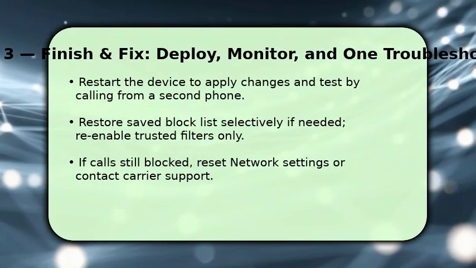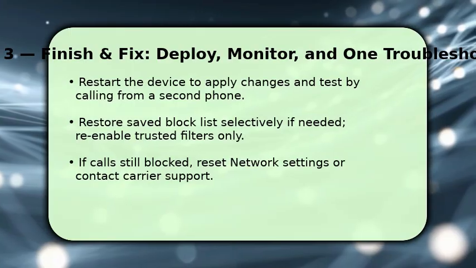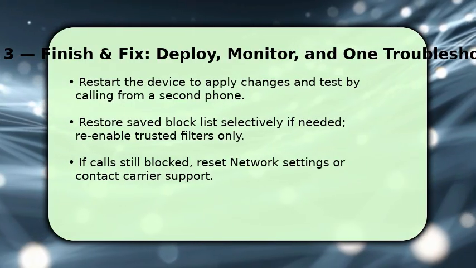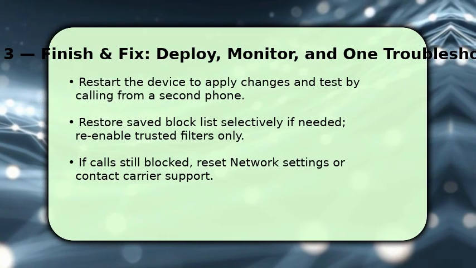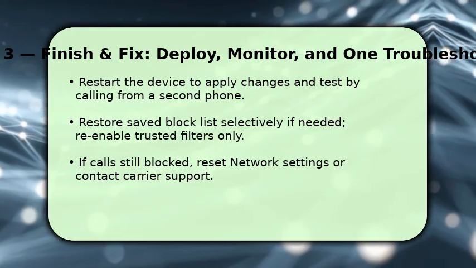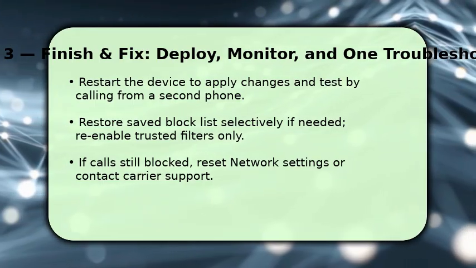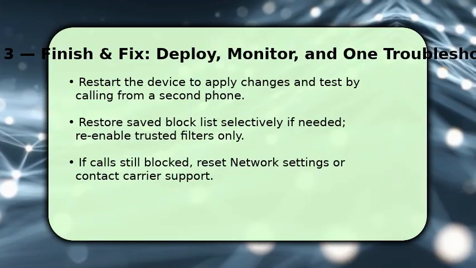After disabling the relevant toggles and app permissions, restart your device to ensure changes take effect. Then test from a second phone to confirm calls come through. If you had a saved block list, restore only necessary entries and re-enable trusted filters instead of broad blockers.